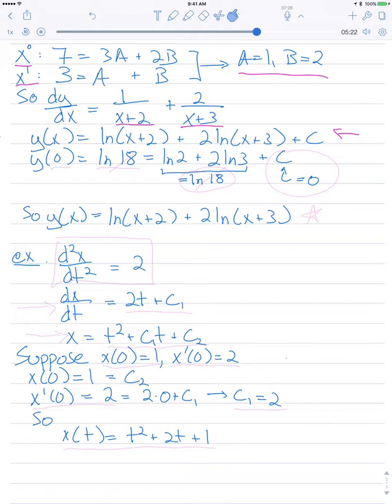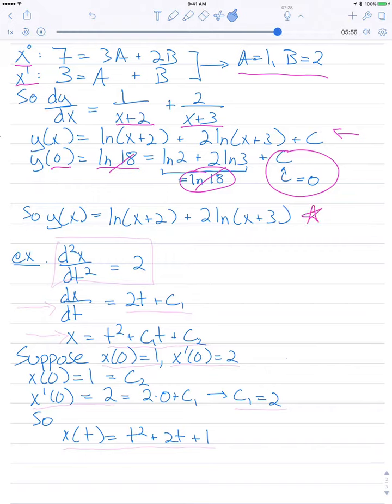So when I plug in 0 for x, I get natural log of 18. That's what the initial condition prescribes. And then when I plug into my expression, I get natural log of 0 plus 2 natural log of 0 plus 3 plus a constant. Well, it turns out that these two terms together equal natural log of 18, so that's going to cancel with the left-hand side, and we're left with the constant c equals 0. So the final answer is here. y of x is natural log of x plus 2 natural log x plus 3.